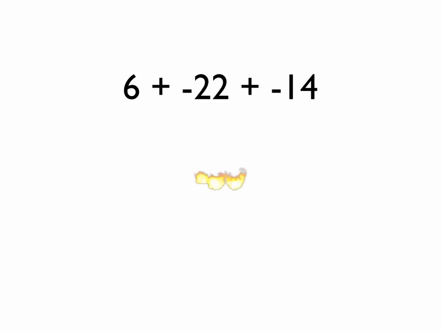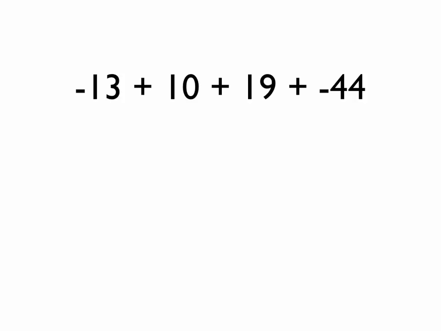Go ahead and pause and try this one on your own. Alright, so the answer to this one is -30. If you had done it the way I was telling you in the last slide, you would have added up the -22 and the -14 to get -36. And so -36 is 30 bigger than 6, so that's why it's -30. If you did a different route, that's fine, as long as you got the answer of -30. Go ahead and pause and try this one on your own. And the answer to this one is -28.